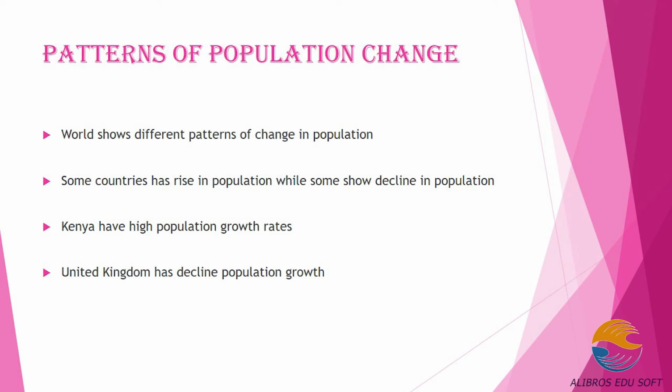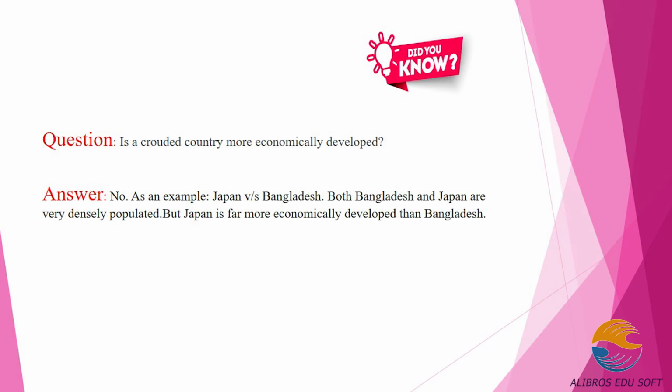Next is patterns of population change. The world shows different patterns of change in population. Some countries show rising population while some show a decline in the population trend. We have a graph showing here with land area versus population, which is the main example of the pattern of population change.